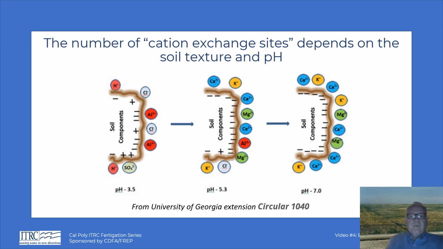This shows a pH of 3 with just a smaller cation exchange capacity, and as the pH goes up, there's a larger cation exchange capacity. And what happens really here is the soil labs, when they measure it at a pH of 7, sort of normalize things.